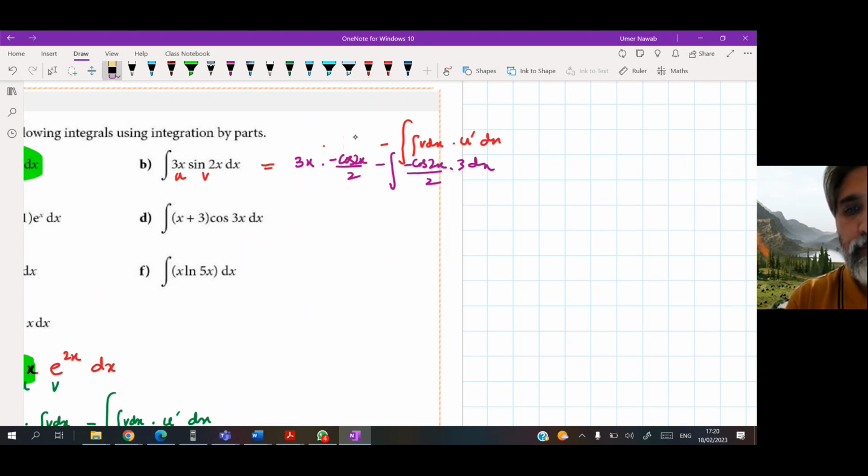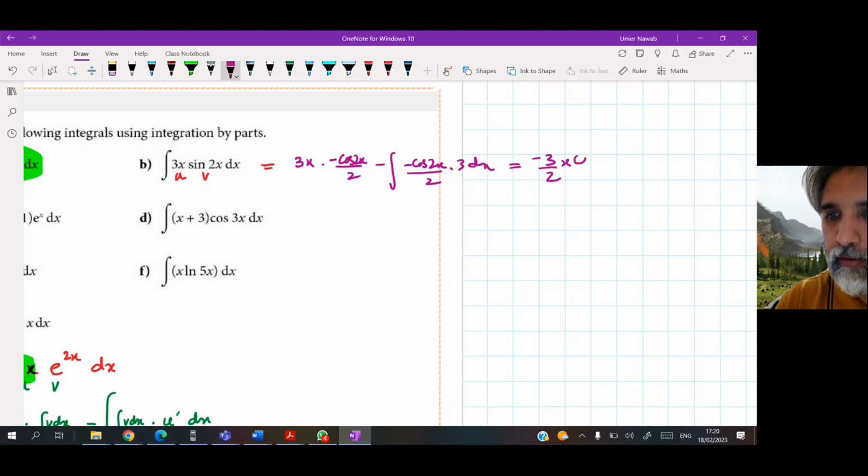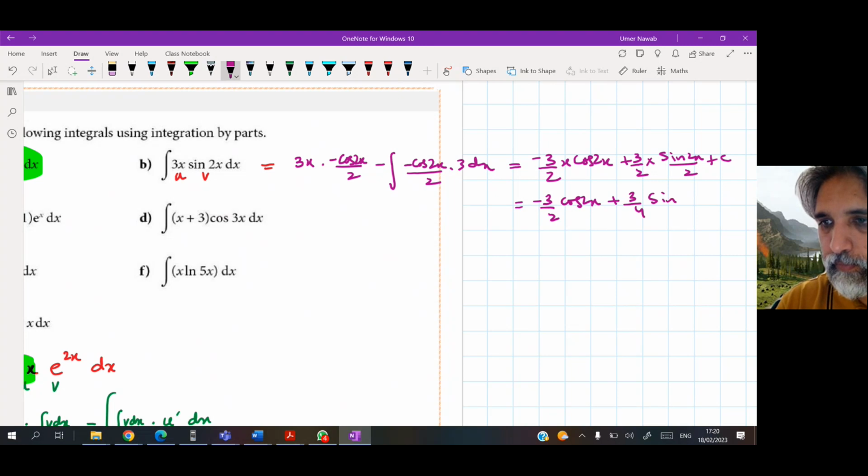I'm going to erase this on the top. What's next? Minus 3 over 2 x cosine of 2x plus 3 over 2 integration of cosine 2x, which is sine 2x divided by 2 plus c. Like that.